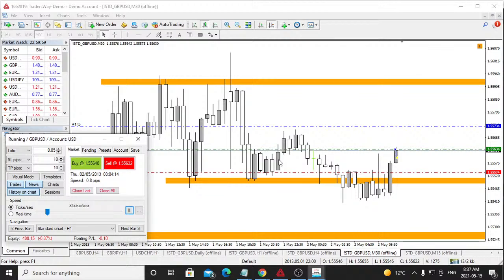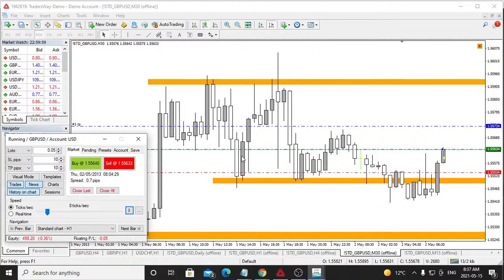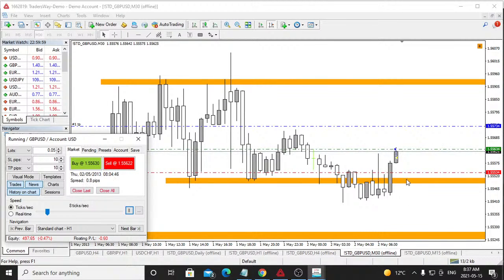I think this area and these areas are making it really hard for price to push up, but we'll see what happens in this situation. Again, I'm only going to be in this trade for another 14 or so minutes.